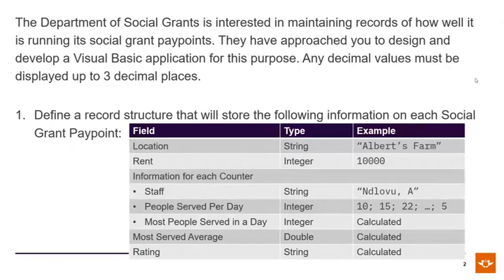They essentially want you to make a VB program that will contain records, and it will be arrays of record structures. And so if you look at this, it is about how well it is running its social grant pay points, and they have approached you to design and develop a Visual Basic application for this purpose. Any decimal values must be displayed up to 3 decimal places, and this is very important. So here in this particular question, they are telling you to display any values that are doubles in the form of up to 3 decimal places.